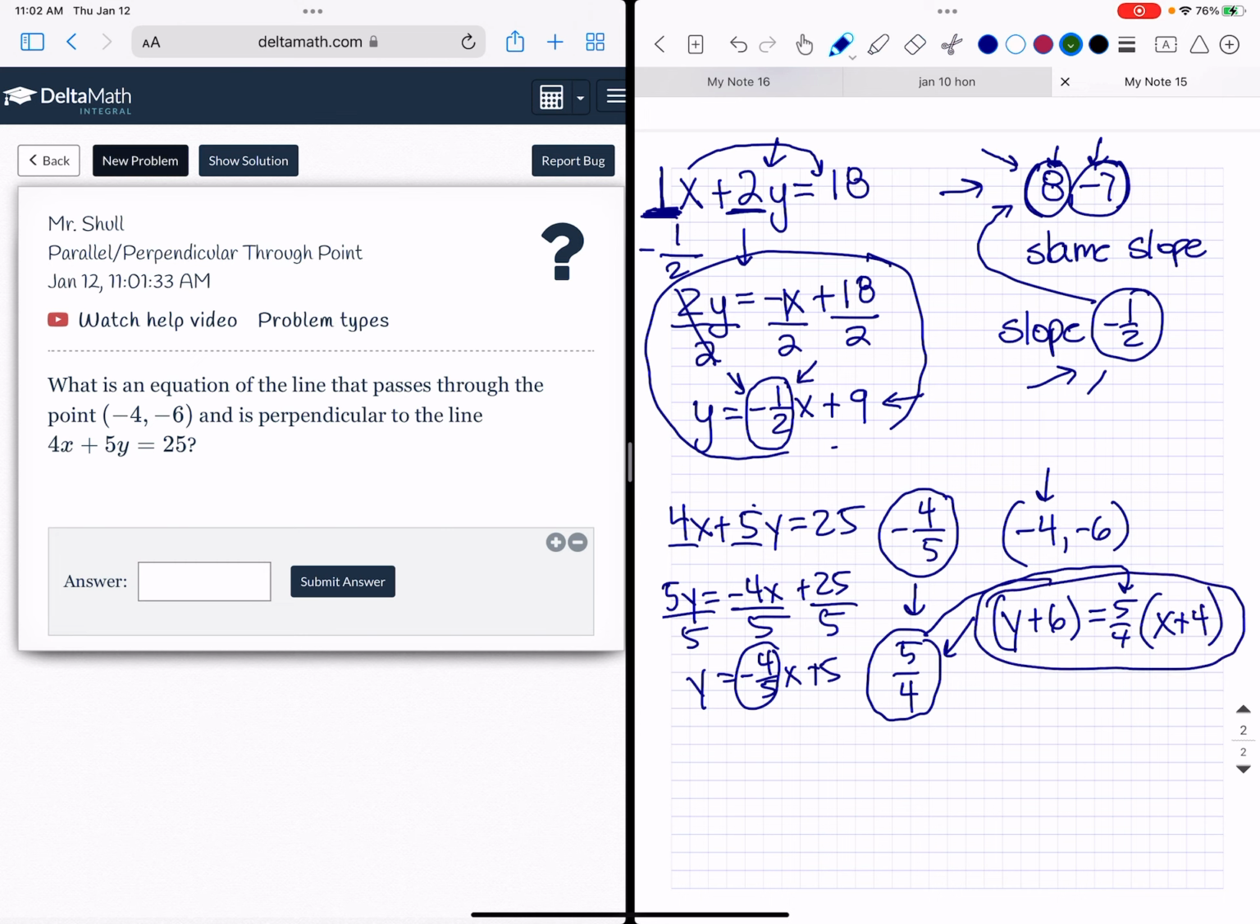So there's 3 things you have to know. You need to know how to steal a slope. You need to know either parallel, keep the same slope, or perpendicular, make it as upside down and opposite. And then you need to know, if you have those 2 things, how you can put it in an equation. All right, let me know if you need more help, but there we go.